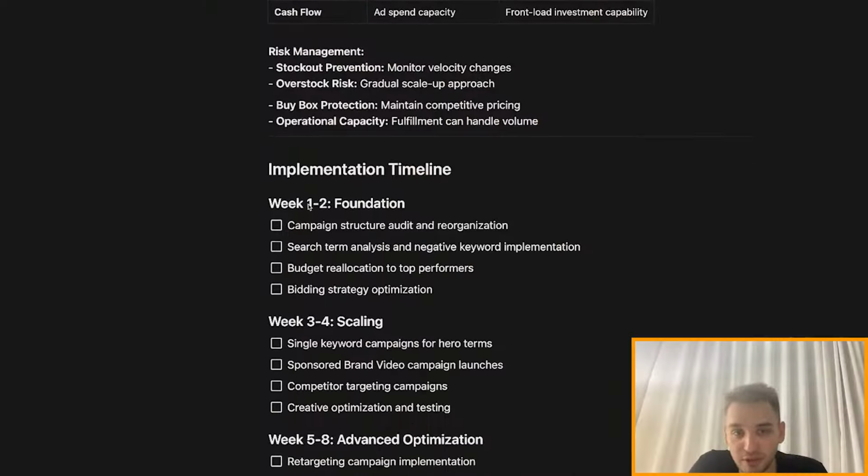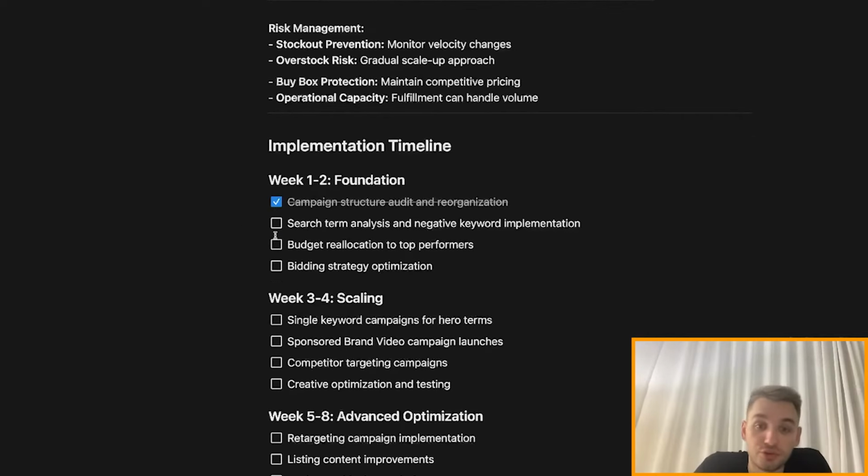Now, what we've covered here is what you can do yourself. We go on to foundation. Campaign structure and reorganization, like I said, reorganizing campaigns by ad type, by goal, etc. and setting up the right campaign structure, which includes mostly running single keyword campaigns. Regular search term analysis and negative keyword implementation, budget reallocation, and bidding strategy optimization. And what I said about this is I recommend using fixed bidding strategy for 90% of your campaigns.